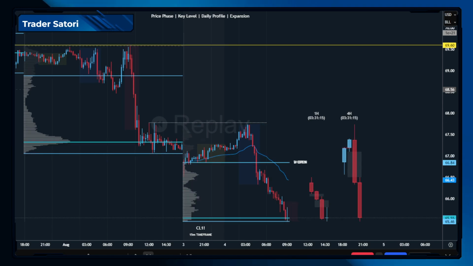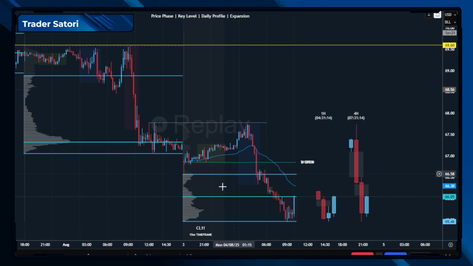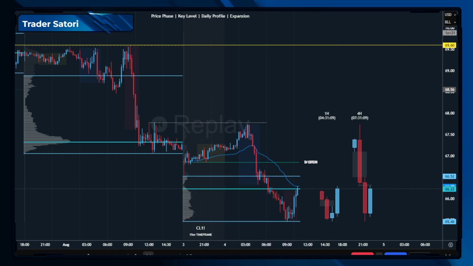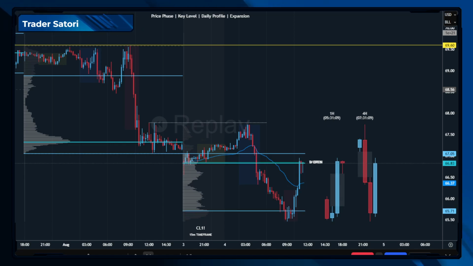We're still looking for shorts. Why? Money is going lower, price is getting accepted lower. Let's see if we can do one more day.